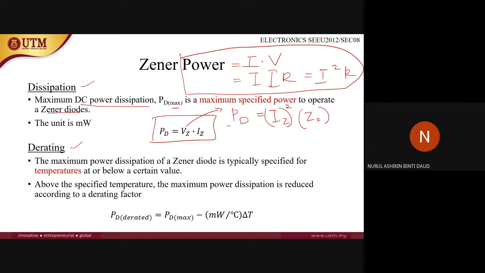Sometimes in your questions, this is also represented as R. They will mention the resistance of the Zener, symbolized as RZ. So don't be confused, it is just the same.